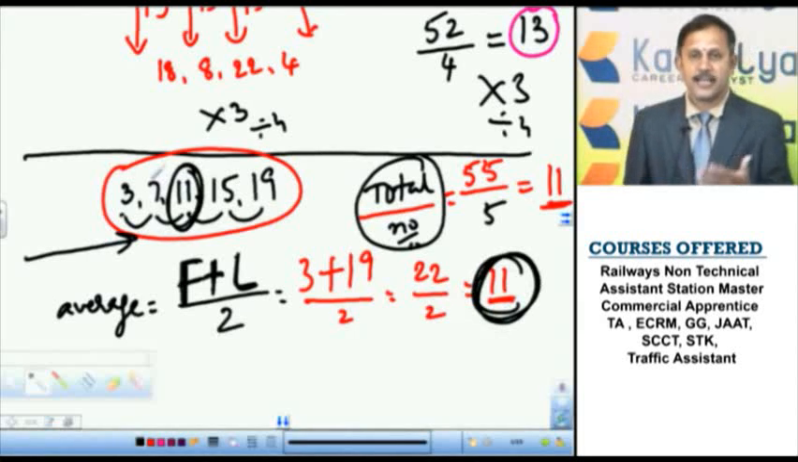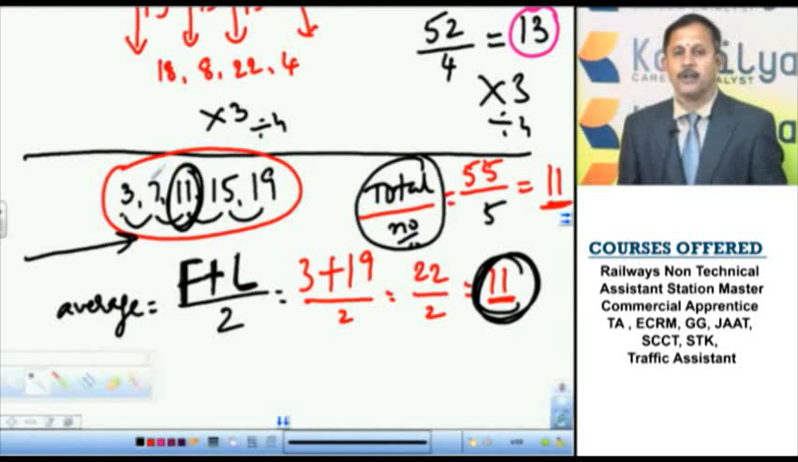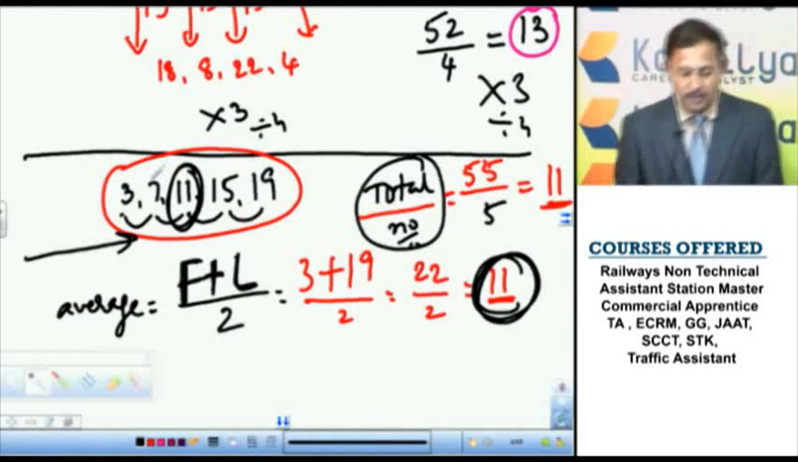We can say 11 is the average. We can say the middle number is the average. But when can you find out the middle number? If the number of elements is 3, we can get the middle element. If the number of elements is 5, we can get the middle element. If the number of elements is 7, 9, 11, so in such a case we can find out the middle element. So once again we have to recollect it.